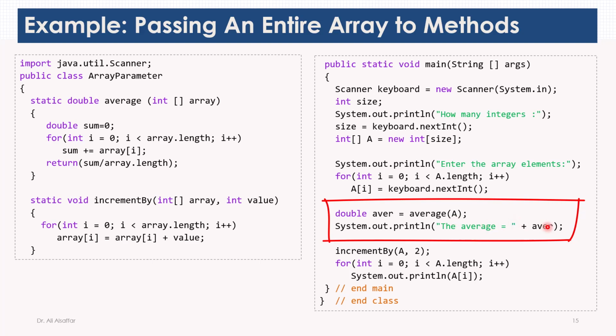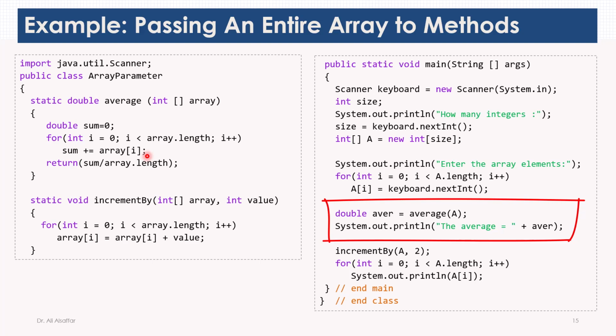So here, what will be printed on the output screen? The returned value from the method, which is a double value that represents the average of the elements of the array. So this is a type of method that receives an array and processes the array inside the method.